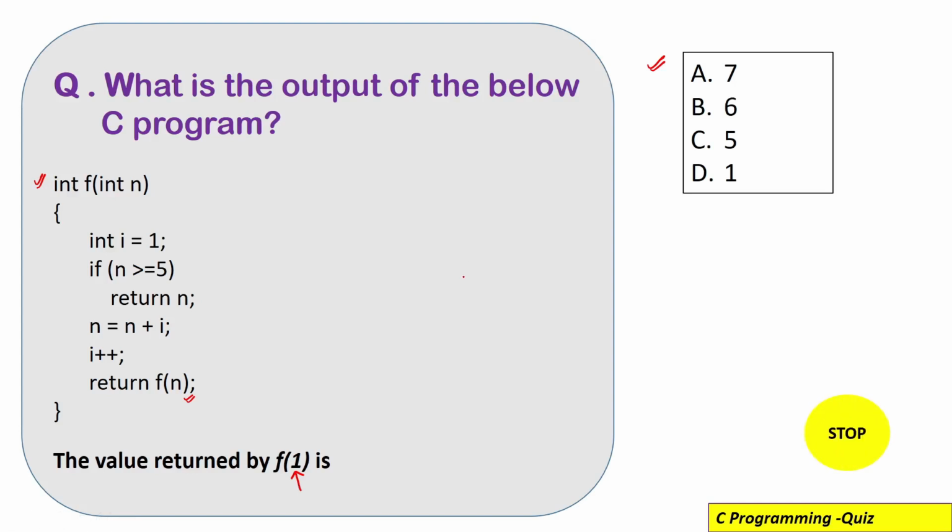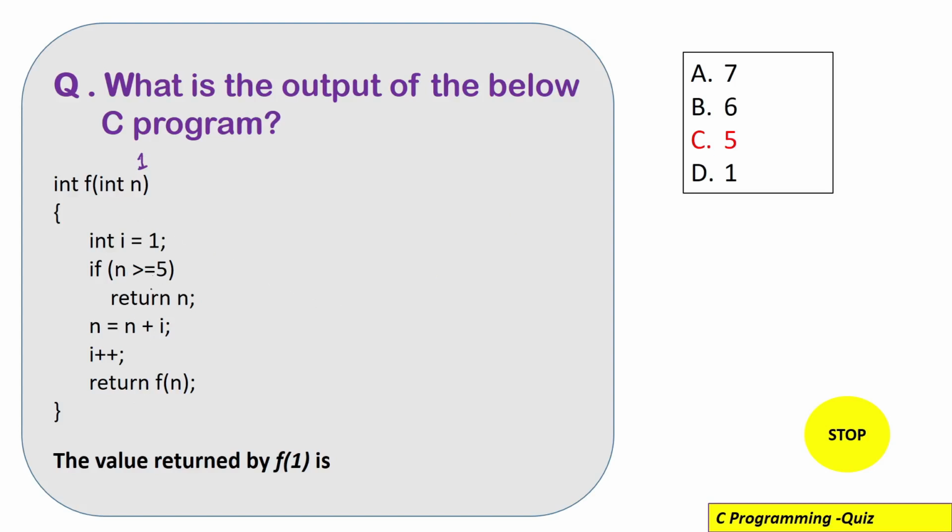So I hope you have got the answer. The correct answer for this question is option C. That means when we call this function with the value 1, this function will return 5. Okay, so let's see how we will get this answer.